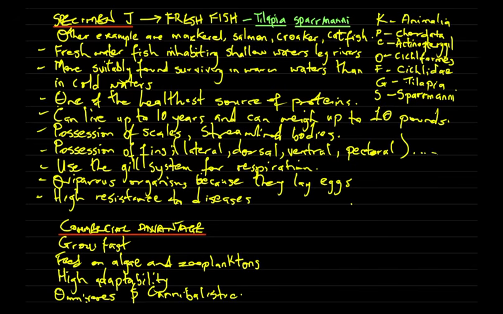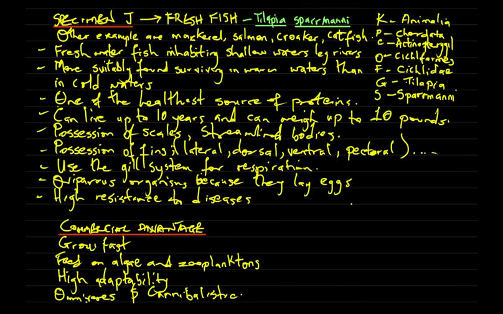Like I said, we have other types like I listed here: mackerel, salmon, croaker, catfish, etc. So what are fresh fishes? Freshwater fish inhabit inland waters, that is, they are found in rivers. They are more suitably found surviving in warm waters than in cold waters. One of the healthiest sources of protein is this fresh fish that we are talking about. They have a high amount of protein in them.